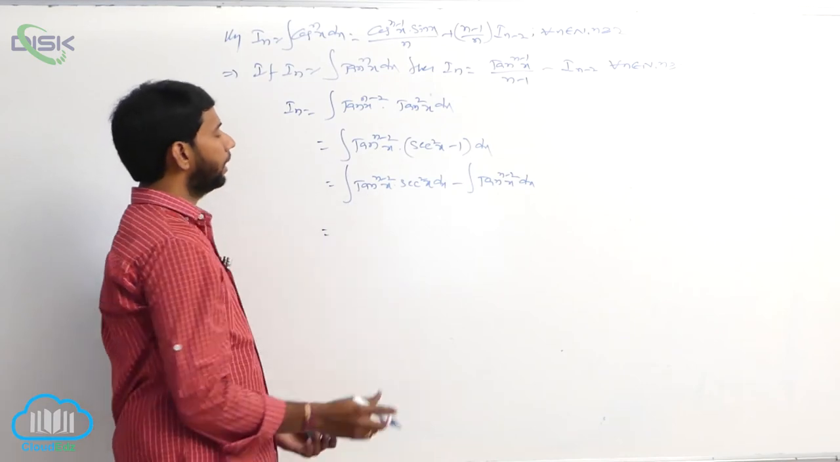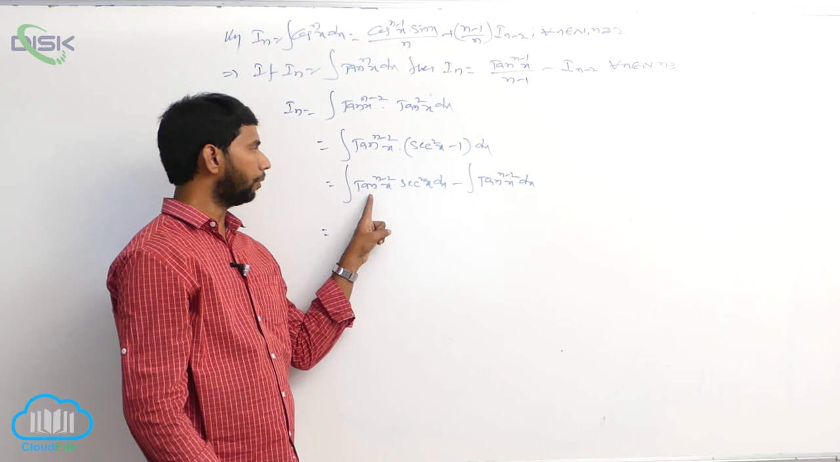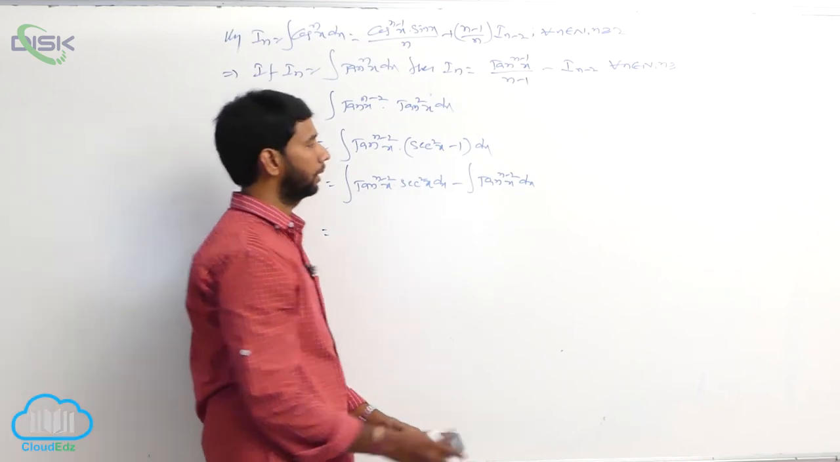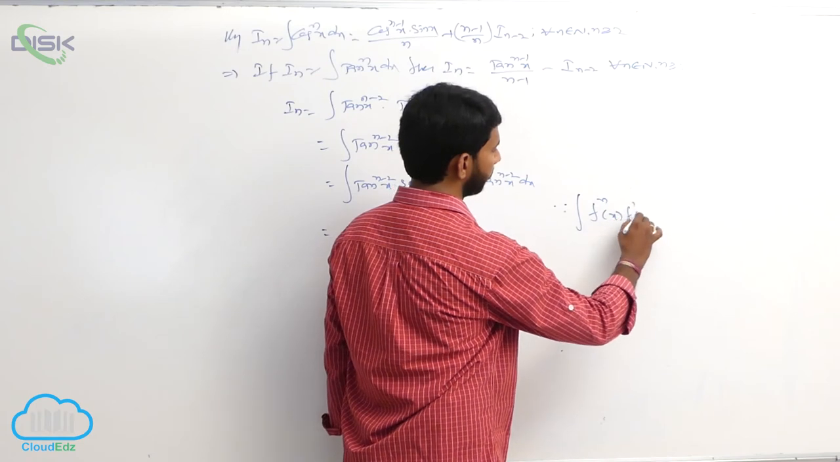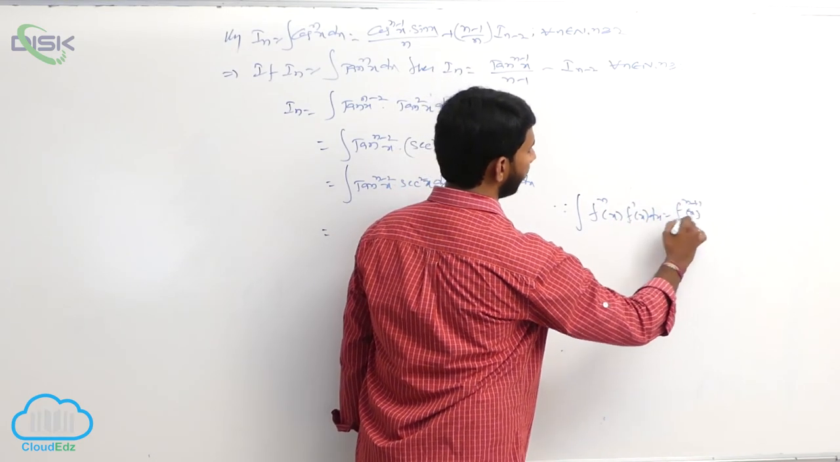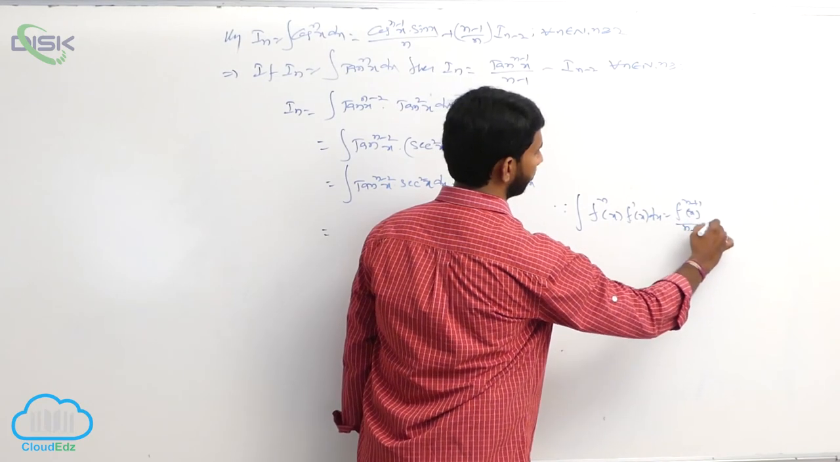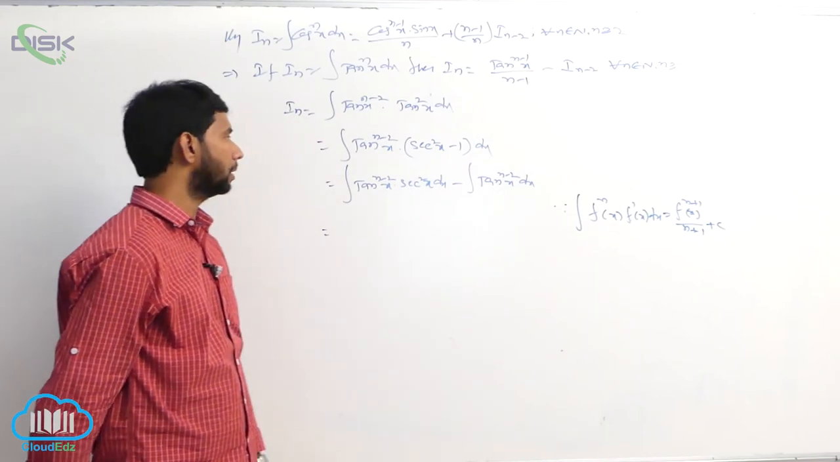Here the derivative of tan x is sec^2 x, that is the form integral of f^n(x) and f'(x). Since the formula is the integral of f^n(x) and f'(x) is equal to f^(n+1)(x) by (n+1) plus some constant.